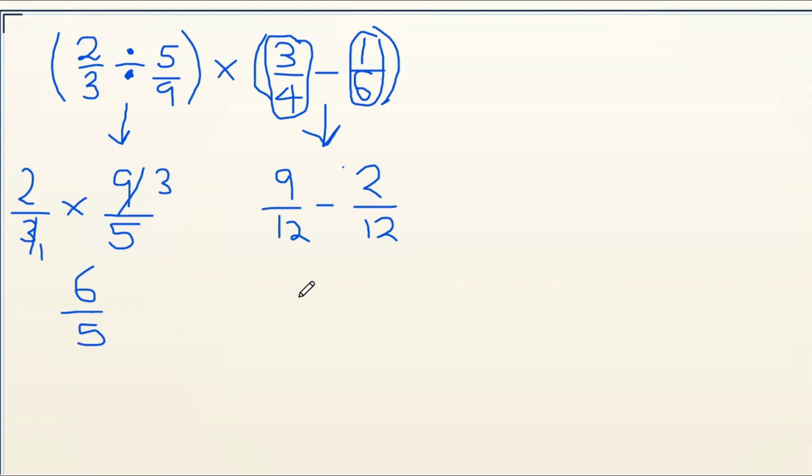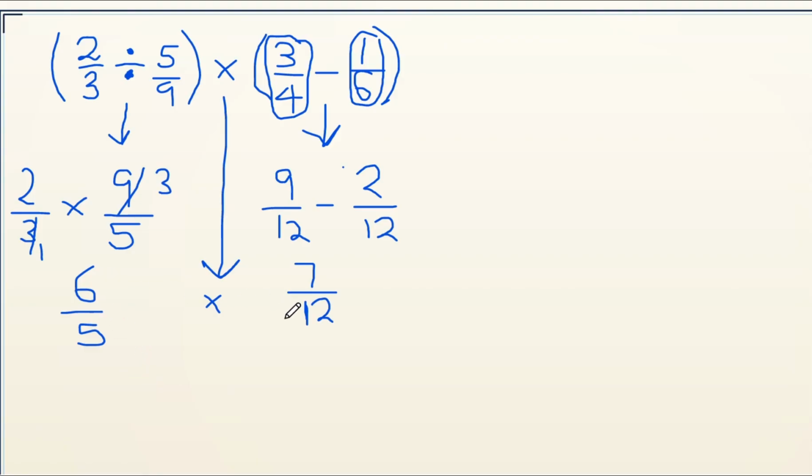So if I go ahead and subtract, of course, they have the same denominator, so the denominator will remain 12. I'll pick 12, and then I'll say 9 minus 2, which will give me 7. So then remember we have a multiplication sign here, so we'll add it at this point. Which means we'll be multiplying 6 over 5 times 7 over 12. And that should give us what?